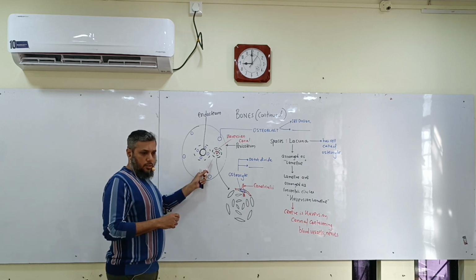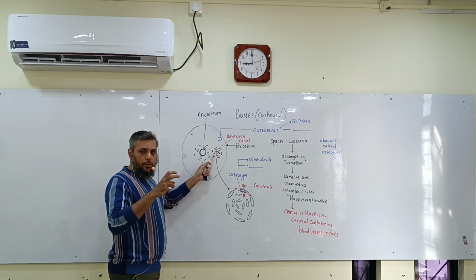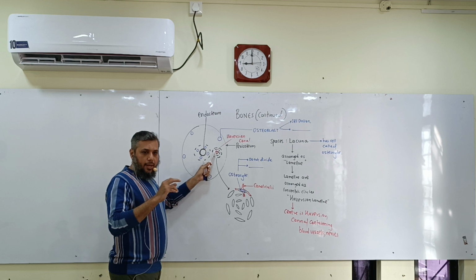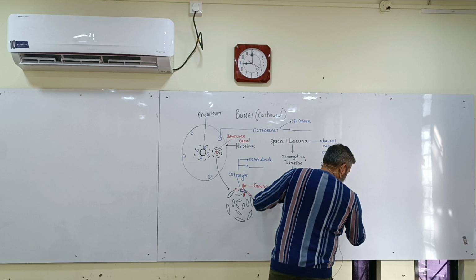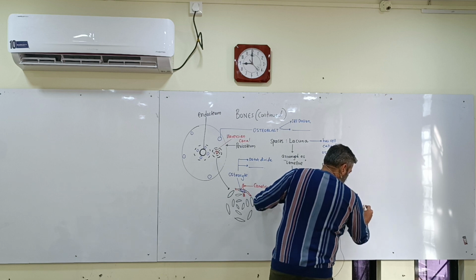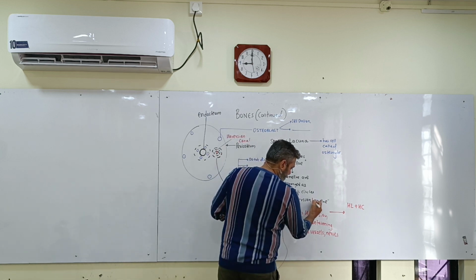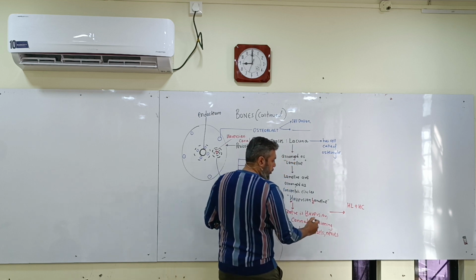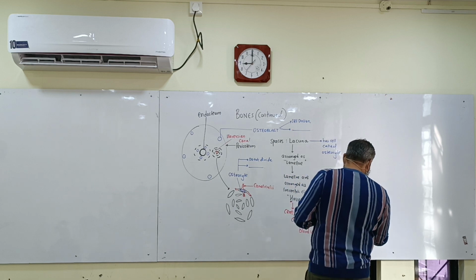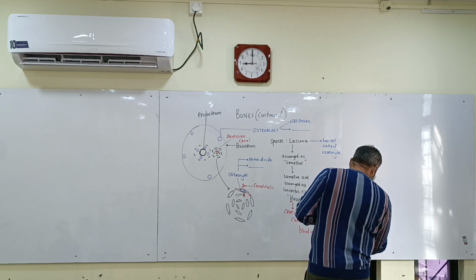Now the Haversian lamellae along with the Haversian canal together. Haversian lamellae plus Haversian canal, HL plus HC. HL is Haversian lamellae. HC is Haversian canal. Together, it is called osteon or the Haversian system.